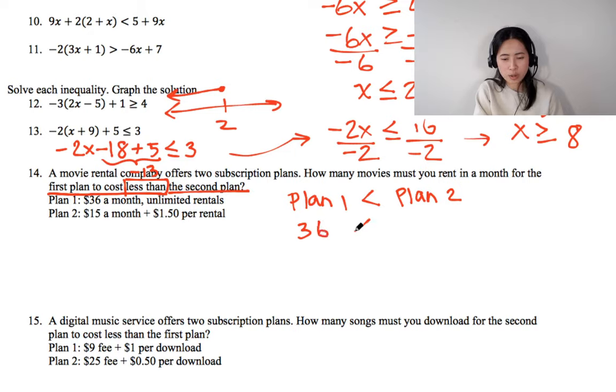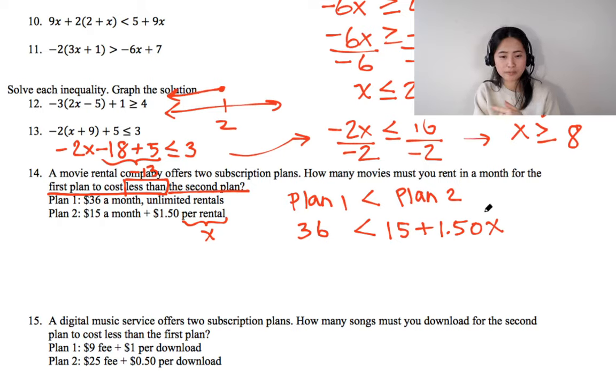Then you have plan 2, which is $15 a month, but they're saying that you have $1.50 per rental. We can denote per rental as every time you rent, so the number of rentals is x. So 15 plus 1.50 times x. And then it says you need to find how many movies, so you're solving for x here essentially.